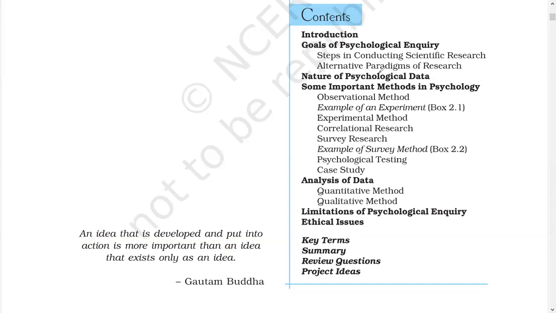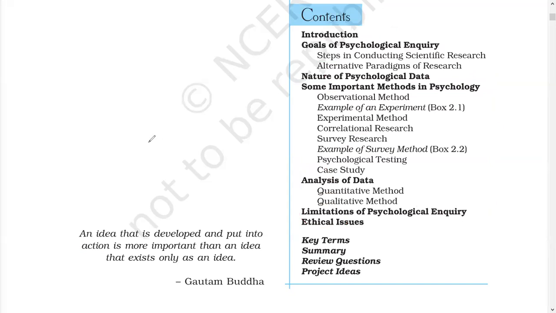So, coming to the chapter's contents, it has introduction, goals, steps of conducting research, alternative paradigms of research, and nature of psychological data, so goals, nature, analyzing, and limitations. So these are all the things which we will be studying in this chapter. Then we will see the other important things in depth. There are the steps involved: observational method, experimental and non-experimental method, correlational research, survey method, and psychological testing. What tests are involved in psychological inquiry?